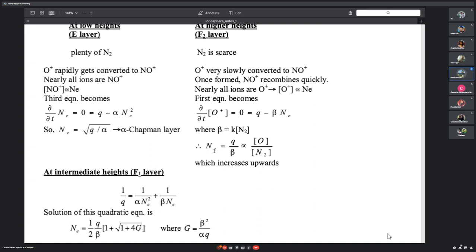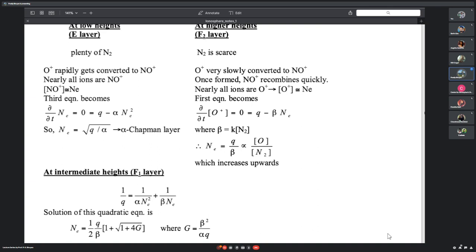And what is it supposed to do? It is supposed to increase upward. Why? Concentration of O will be more as we go higher up. With increasing altitude, O will increase, N2 will decrease, and therefore this ratio will increase, and Ne is supposed to increase. Okay, so in the F region, electron density will continue to rise because of the rise in the O by N2 ratio.